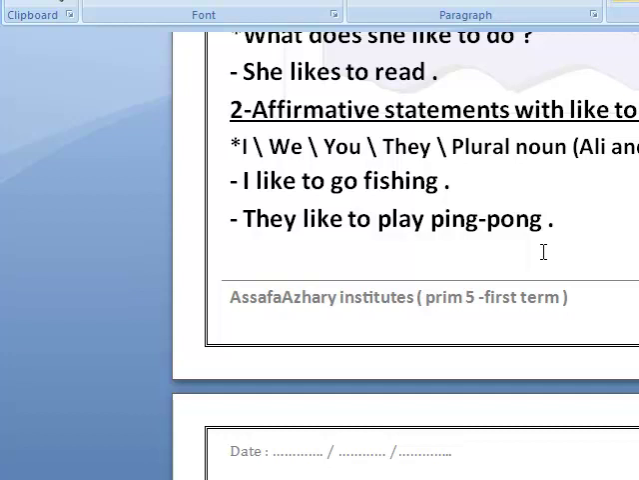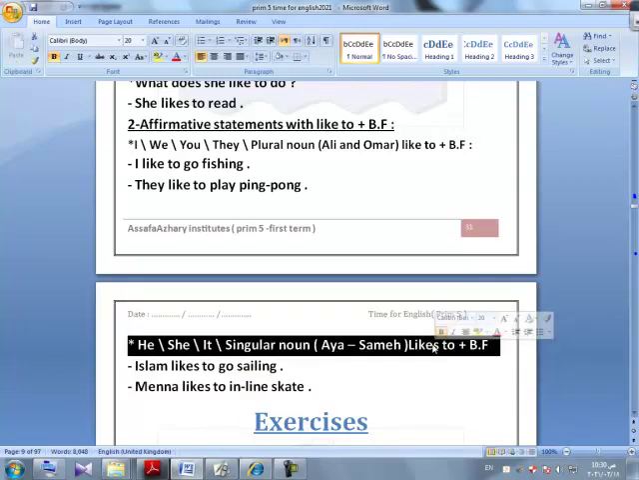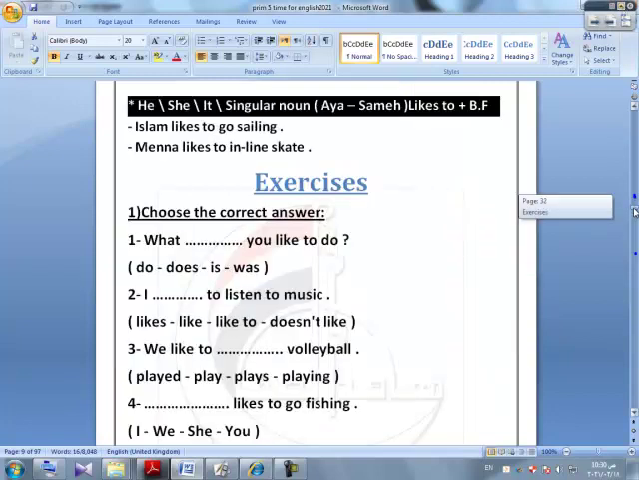But he, she, it, singular noun, the same, likes to, likes to, plus the base form or infinitive. Islam likes to go sailing. Menna likes to inline skate. Okay?